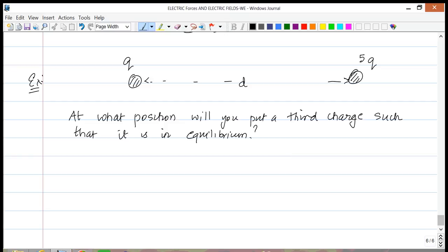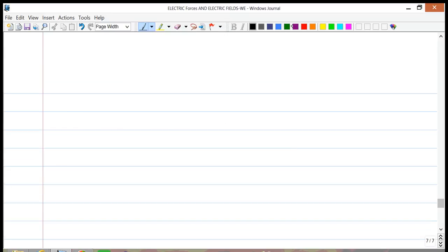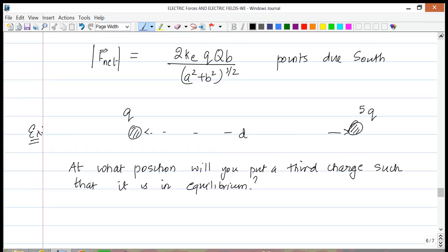Also we can ask a question: does it depend on the sign of the charge? The answer to that question is no, it doesn't really depend on what the sign of the third charge is, whether it's positive or negative. So let's see how to figure out where to place it. First of all, there are a bunch of different regions.